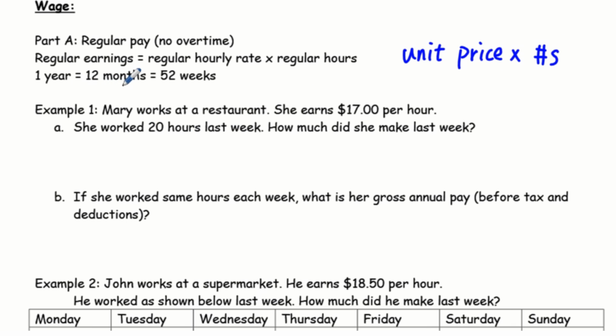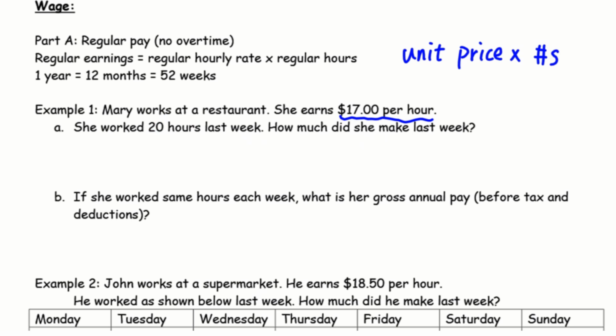1 year equals 12 months and equals 52 weeks. If from weekly pay you want to find the annual pay, you times 52. From monthly pay to annual pay times 12. So example 1, Mary works at a restaurant. She earns $17 per hour. This per hour is your unit price. So she worked 20 hours last week. How much did she make last week?